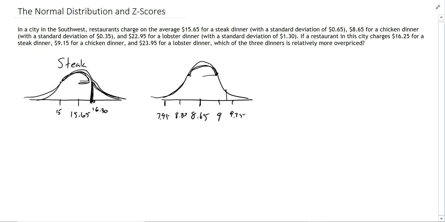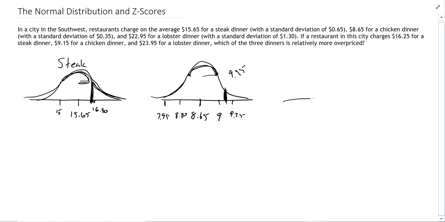So that's going to be a little bit higher up here. This is the $9.15. It's going to be in this area. It's a little bit farther away from the mean, a little bit larger value. So relatively speaking, the chicken dinner is more expensive than the steak dinner. The steak dinner is above average, but it's not that far above average, relatively speaking, in terms of the standard deviation. It's not even a full standard deviation, whereas the chicken is more than a full standard deviation.